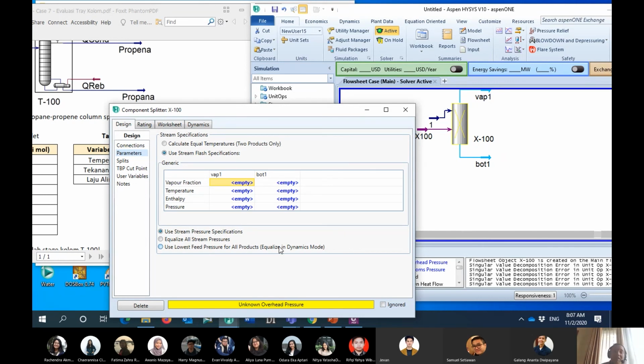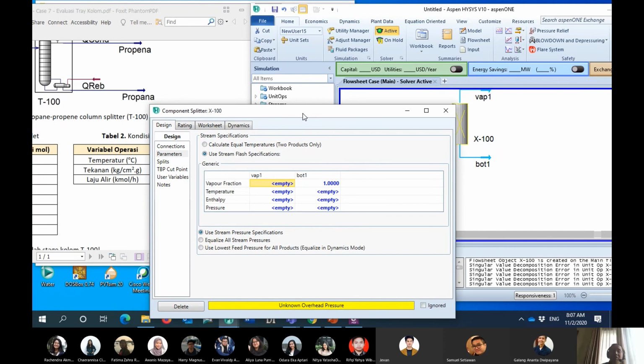For example, in the case of the bottom, the bottom has the duty to vaporize all of the liquid that is coming from the bottom of the column. So it means that I have to vaporize all of this one, so the vapor fraction should be, I think, 1, because I have to evaporate all of that liquid.